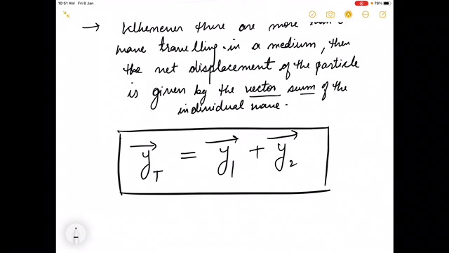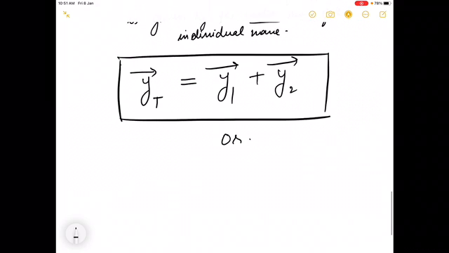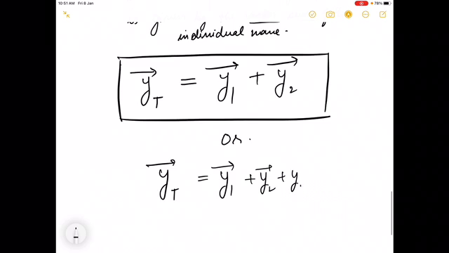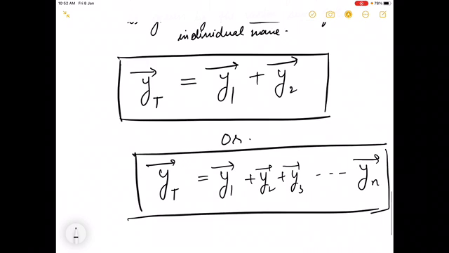This is what the superposition principle states, right? Now, we talked about two waves here. Let's say there were n number of waves. Then how would your particle have behaved? Obviously, if there are n number of waves, then it will be added n number of times. That is y1 plus y2 plus y3 and so on, up to yn. So according to the superposition principle, this would be the resultant displacement of the particle, right? I hope that is understandable.